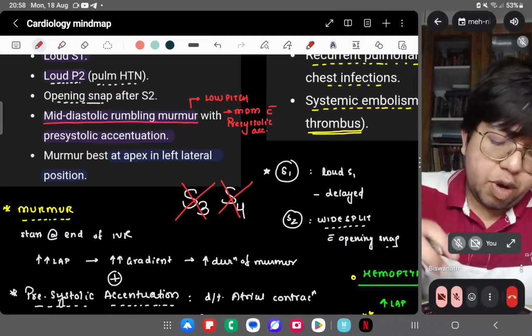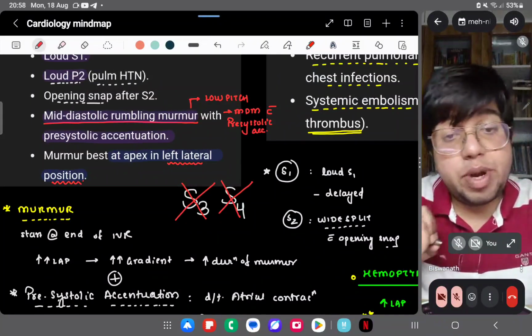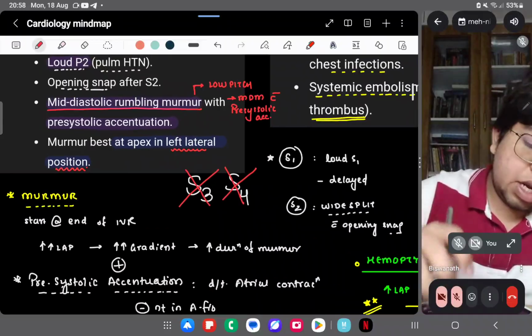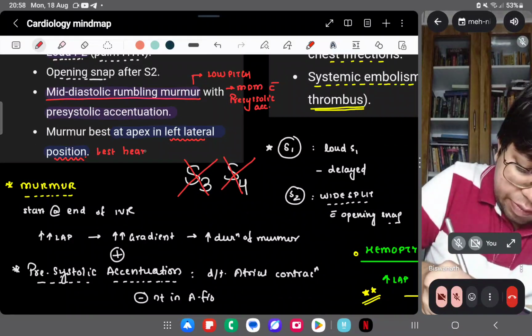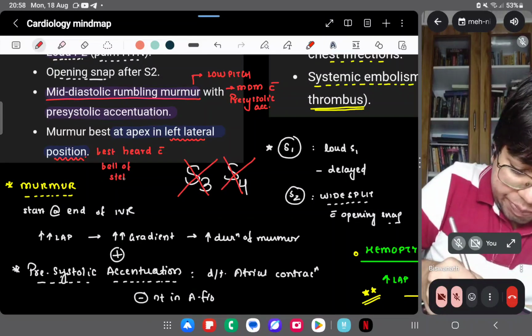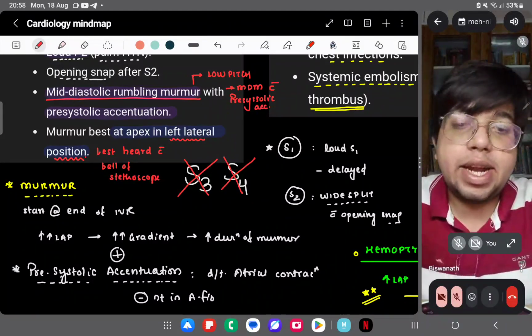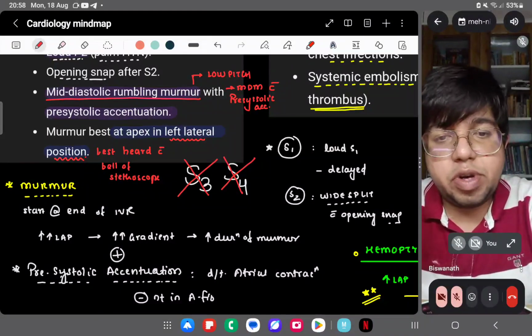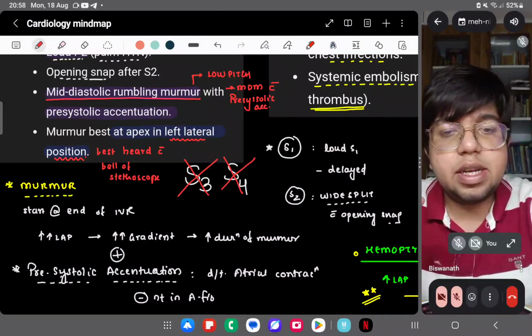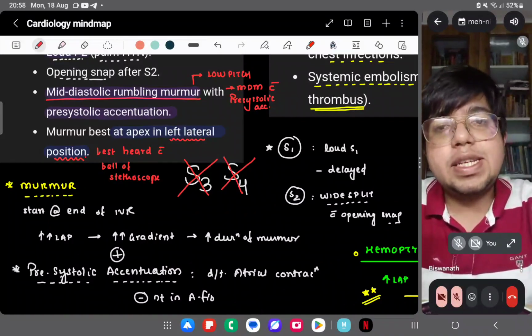It will be very prominent in the left lateral position, and it will be best heard with the bell of the stethoscope at the end of expiration. There will be no radiation at all. If you have to describe this, you can just describe it like that. So these are the findings.